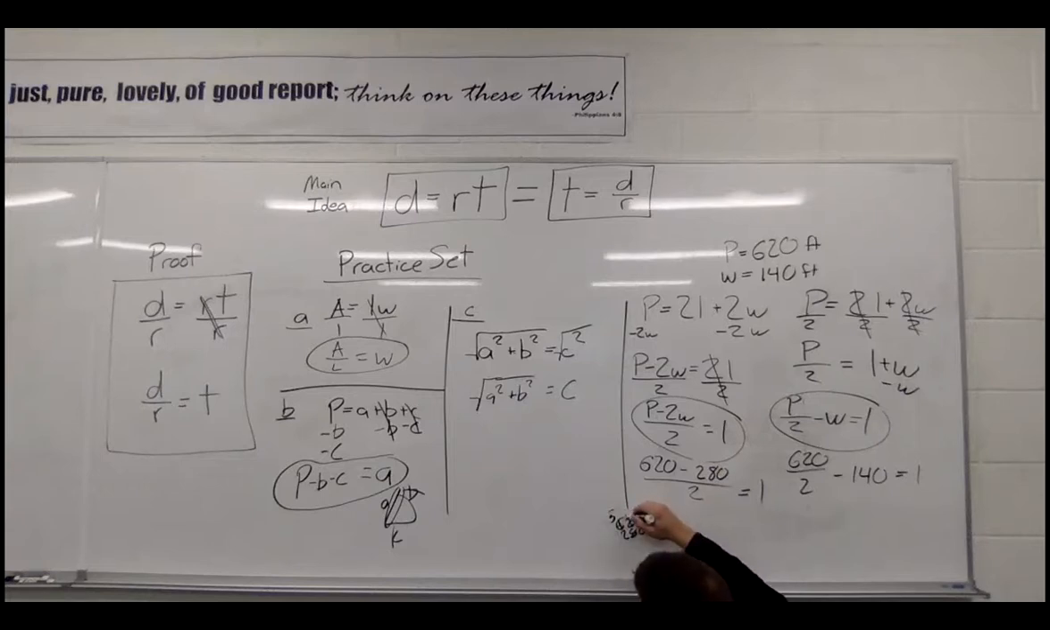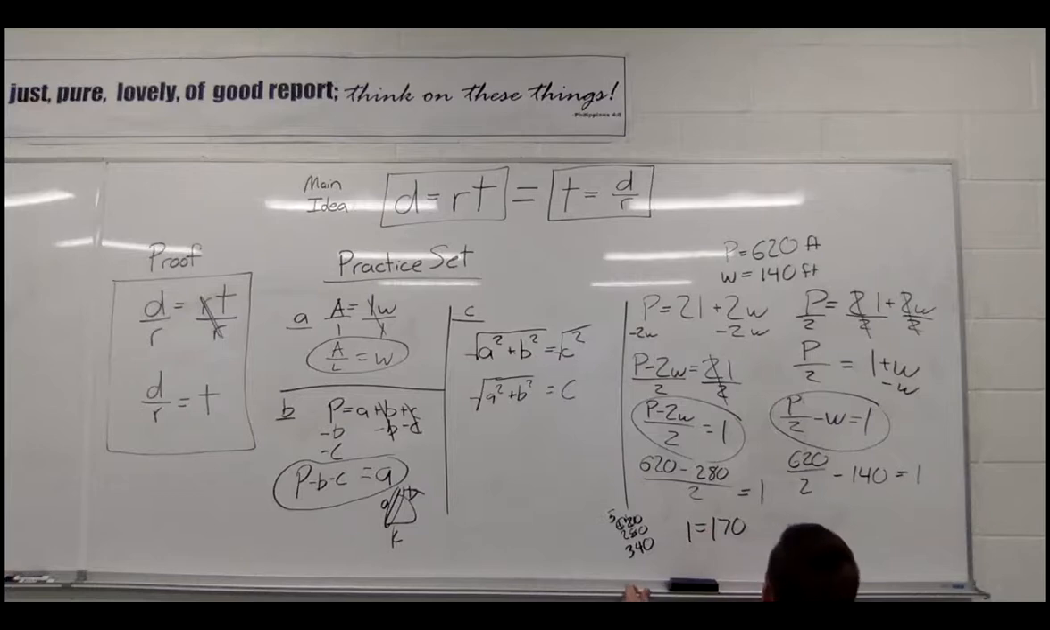340. Divide 340 in half because you have this. 340 divided by 2 is 170. That's what I got. So the length is equal to 170 if I did my math right.